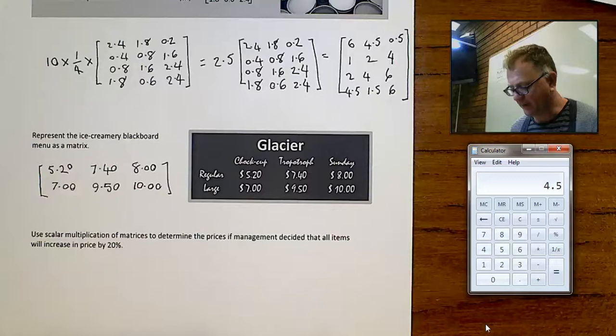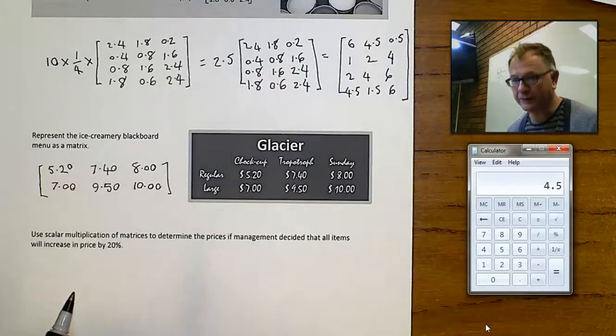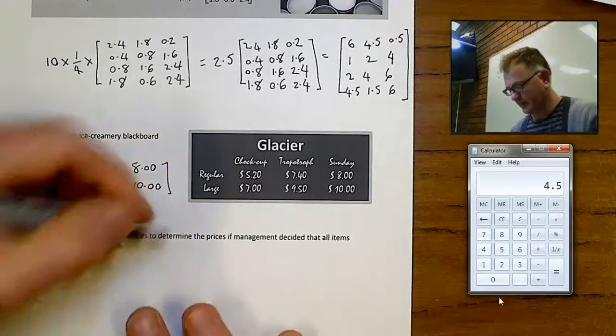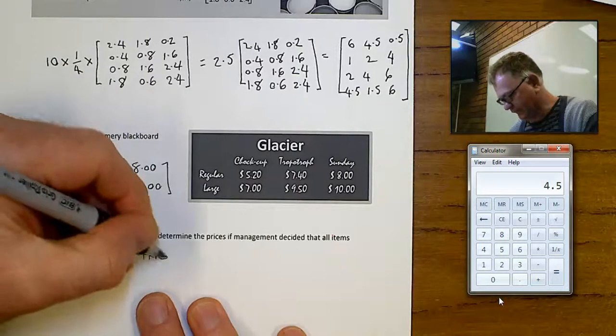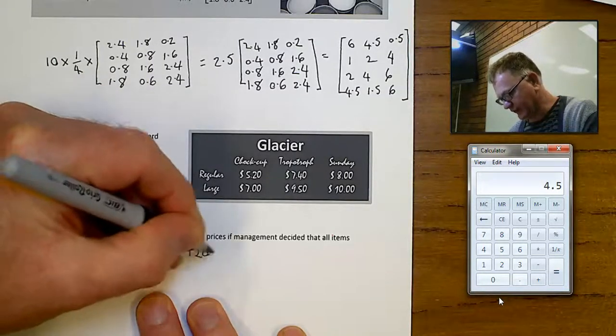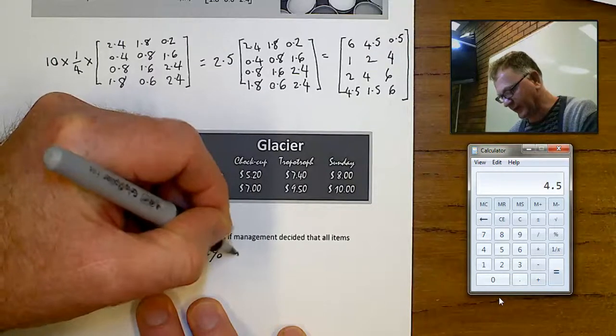Now we have to use scalar multiplication to determine the prices if the management decide that all items will increase price by 20%. Now the way that I would reason this is this. Their current price is 100%, and we're going to increase that by 20%. All up, their new price is going to be 120% of their current price.